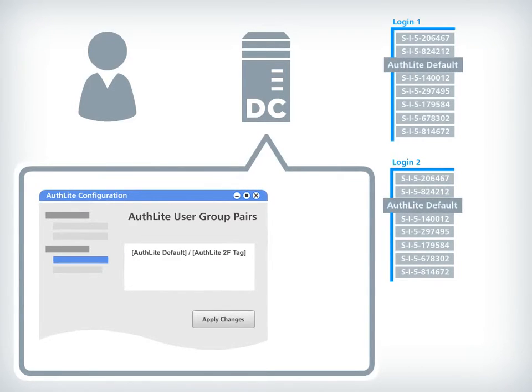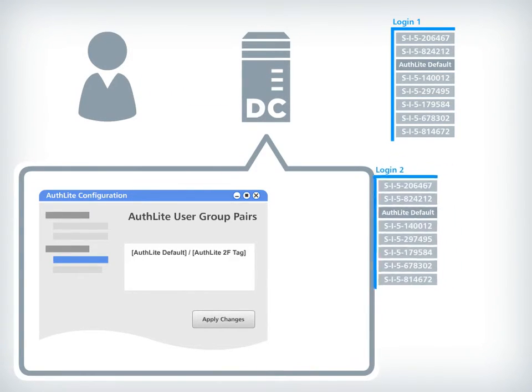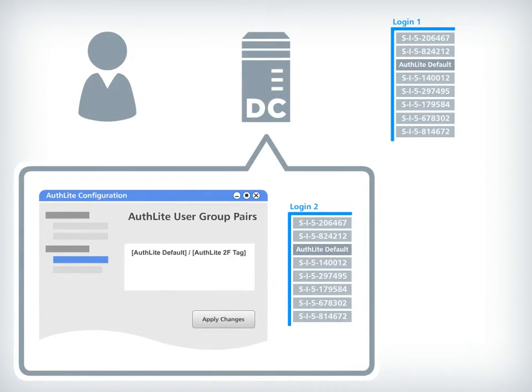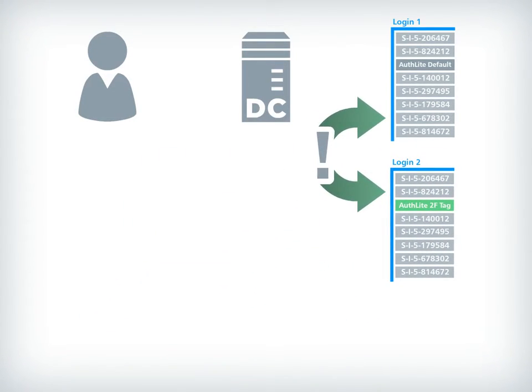This user is a member of the AuthLite default group. When they log on with password only, their session contains the SID of the AuthLite default group, as you would expect. But when they authenticate with two factors, AuthLite replaces the SID of the default group with the SID for the two-factor tag group. By specifying these groups in access control lists and group policy, domain resources can tell what method the user logged in with.